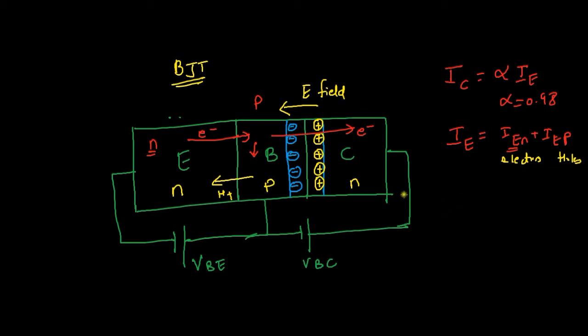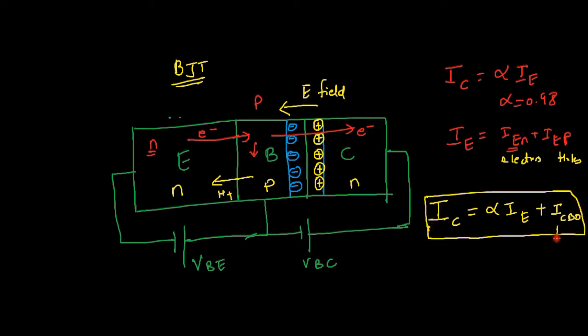Okay. However, the actual IC equation is given as IC is equal to alpha times IE plus ICBO. The whole video's main intention is to find out what this ICBO is. Now we are familiar with the operation, we can understand what ICBO is. ICBO stands for collector to base current with emitter open. So we are just concerned with this part now.